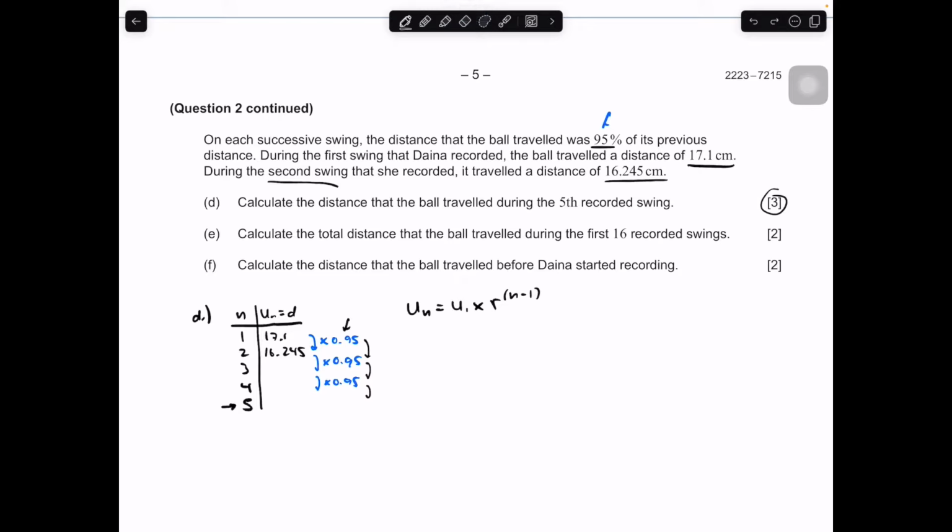In this case, we want to find the distance the ball traveled on the fifth recorded swing. So we want to find u5. u1 is the distance traveled the first time, 17.1. Our common ratio is 0.95. And n, the number of swings, is 5 minus 1. Okay, let's go ahead and work this out on the calculator.